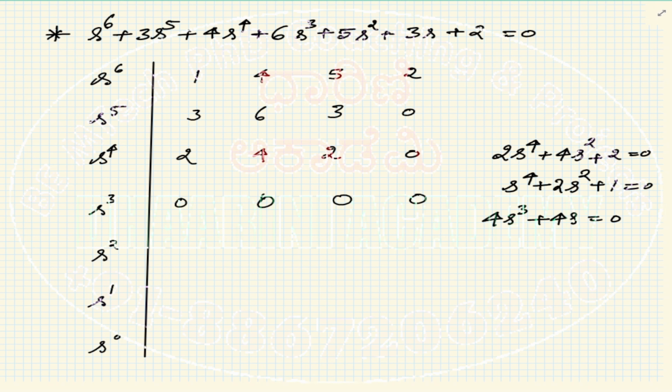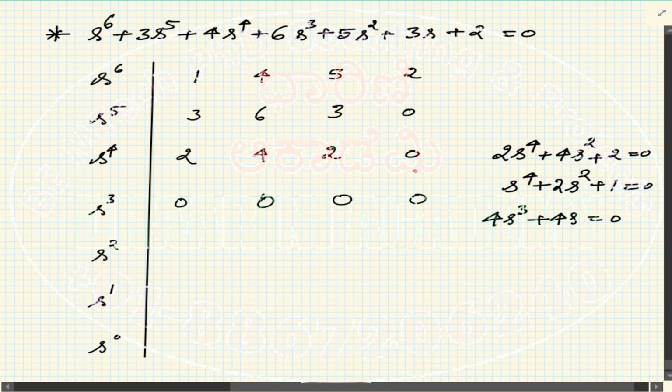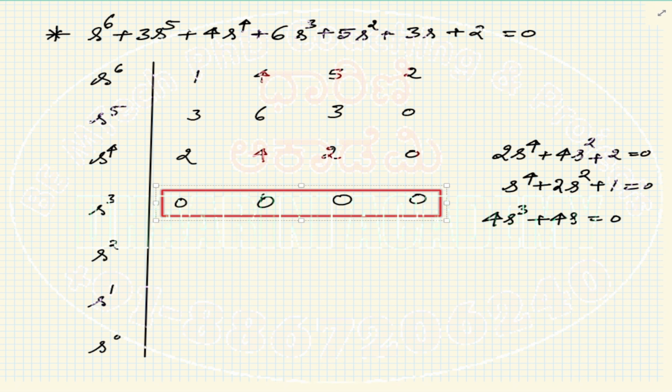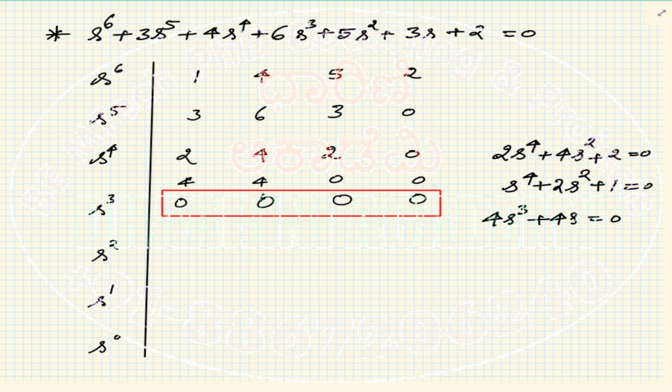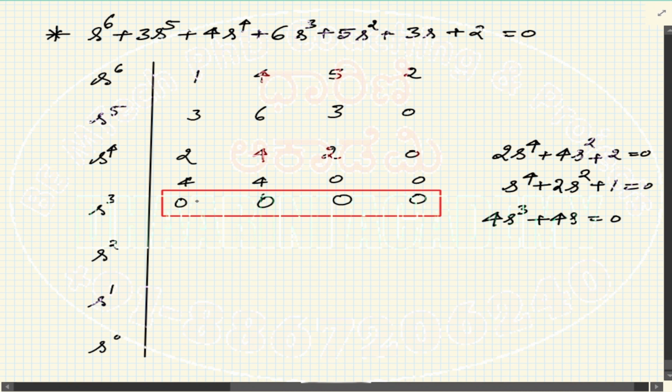So instead of this, we use the updated values. So what's that? This is 4s cube, 4s square, 4s 0 0. Okay, so now use these new values to calculate the next rows.